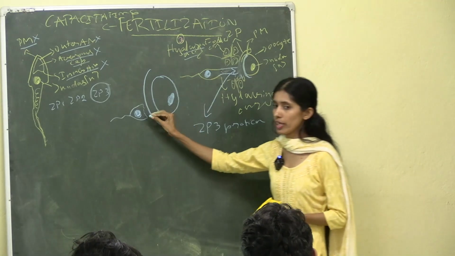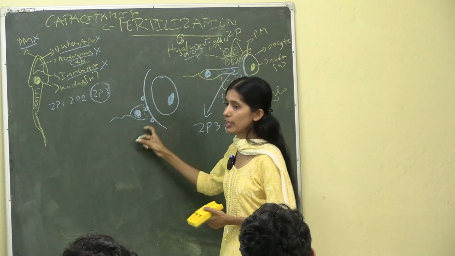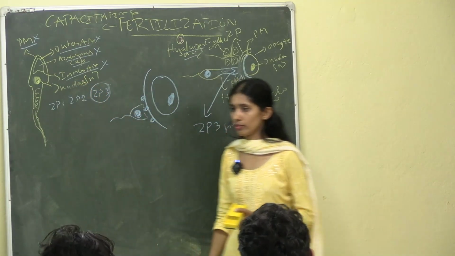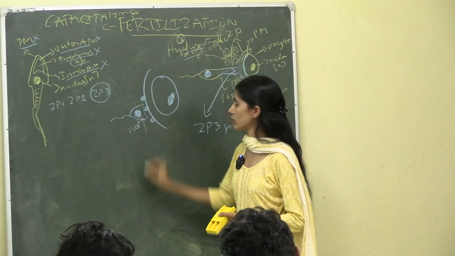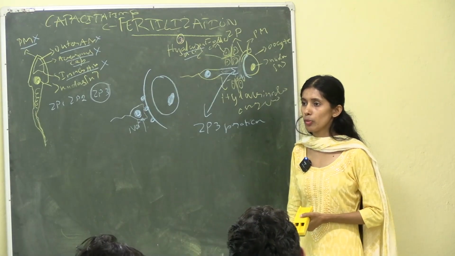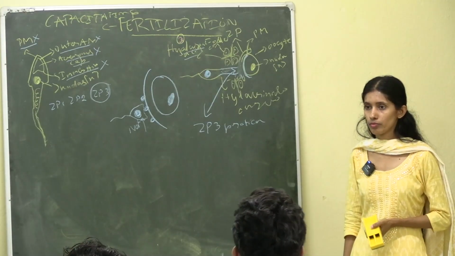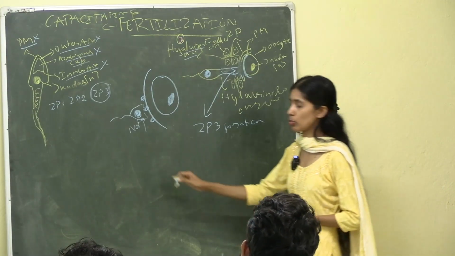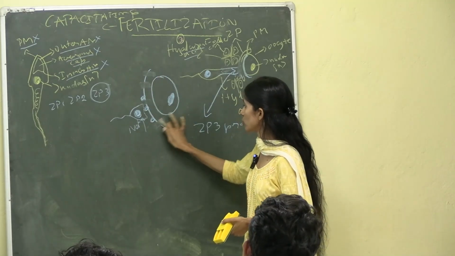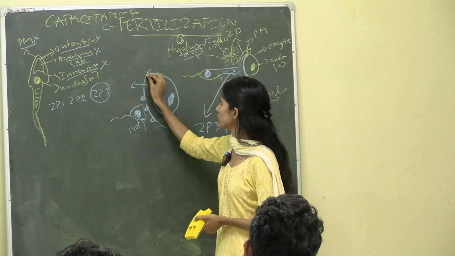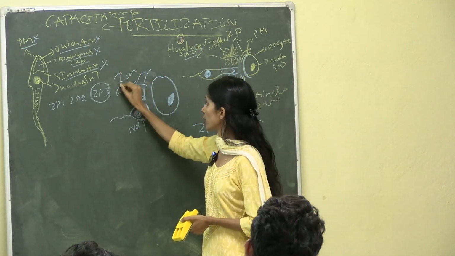Again, your plasma membrane also contains some proteins, okay? These proteins will bind with the inner acrosomal membrane. As a result, the positive ions, Na plus ions, will enter into your sperm region. This will activate the sperm and it will form channels like this in your plasma membrane. What are these channels called? These are called ion channels.